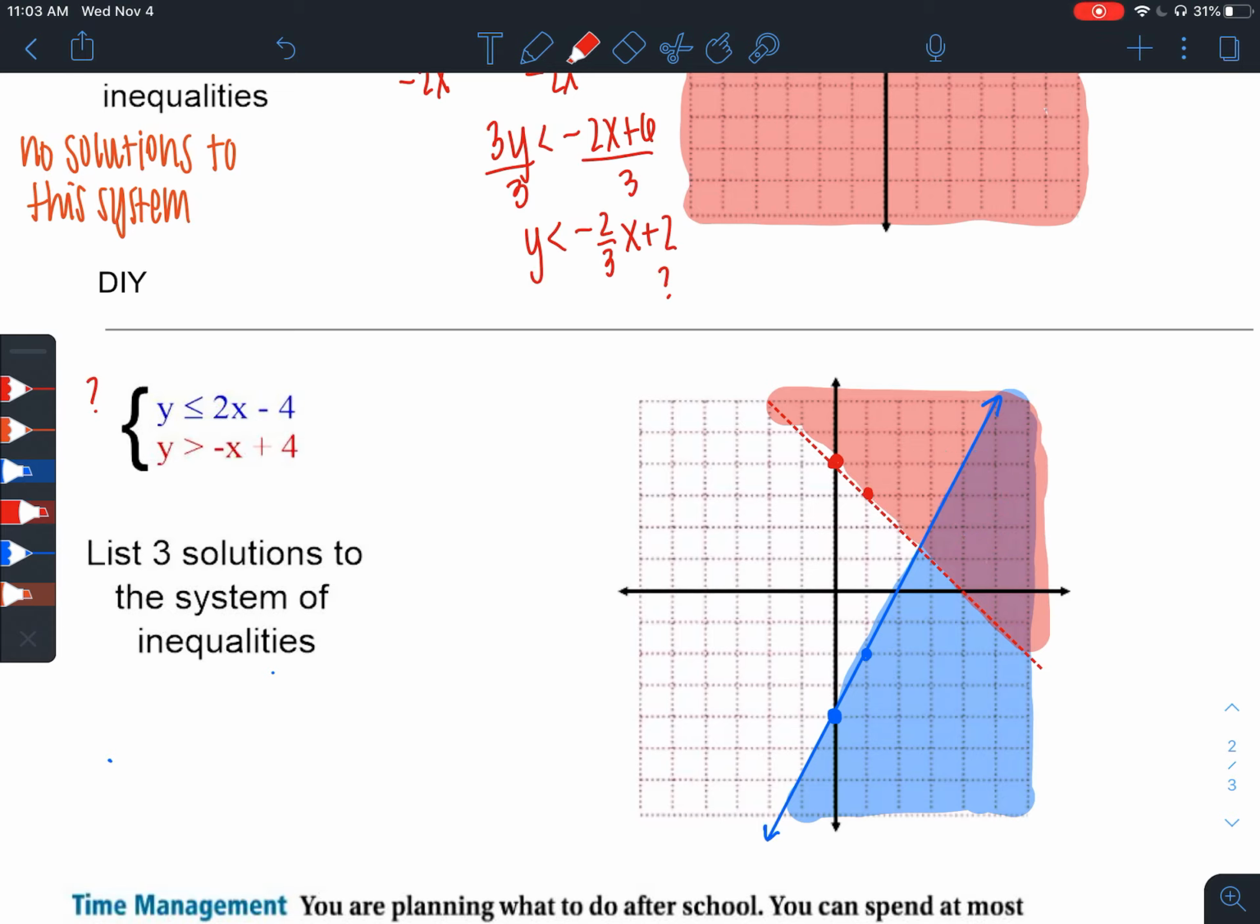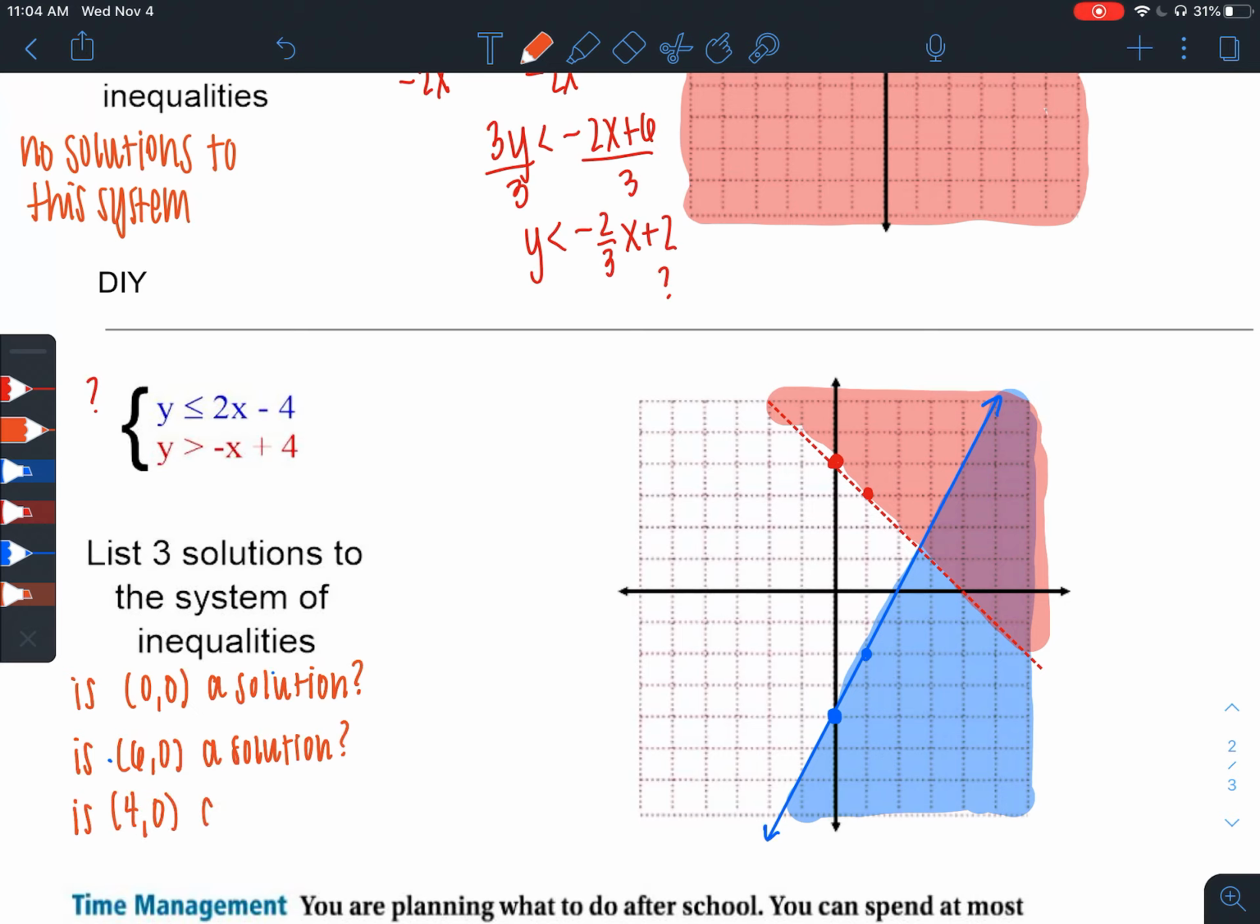Okay, so I'm actually going to ask you whether things are solutions. So first up is (0, 0) a solution? Is (6, 0) a solution? And is (4, 0) a solution?